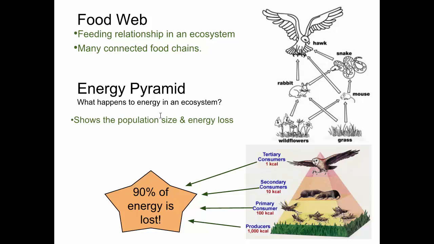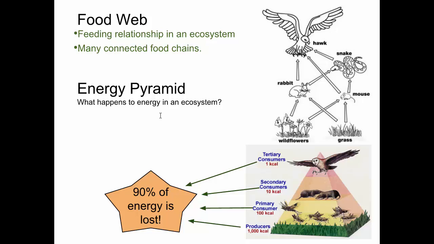Now, imagine an ecosystem that has all of these species: grass, wildflowers, mice, rabbits, snakes, hawks. If you were to gather up from that ecosystem all of the grass, and in a separate pile all of the mice in that ecosystem, and in a separate pile all of the snakes, and separately all of the hawks, which pile would be the biggest?